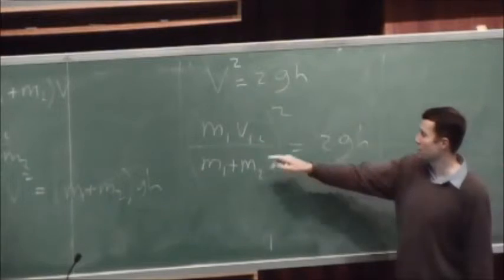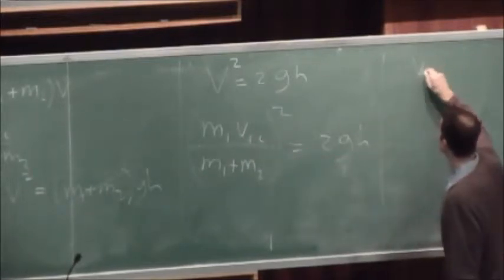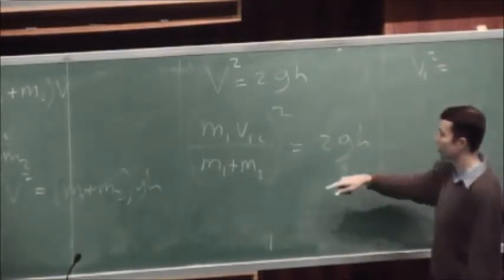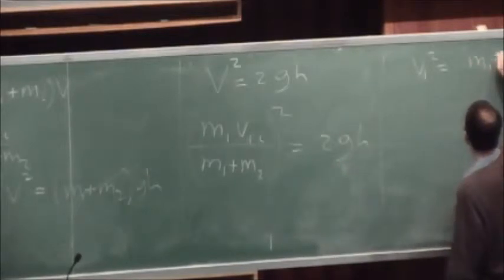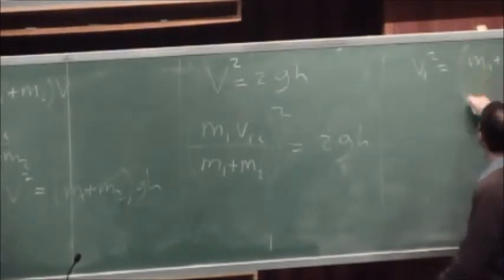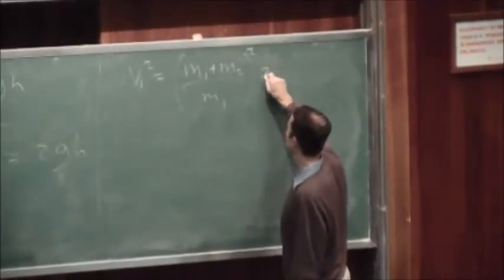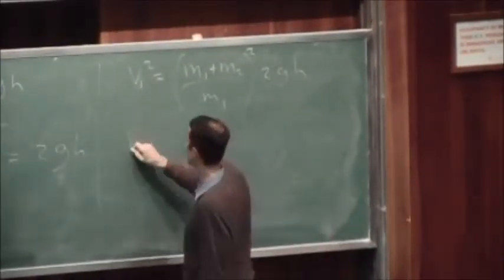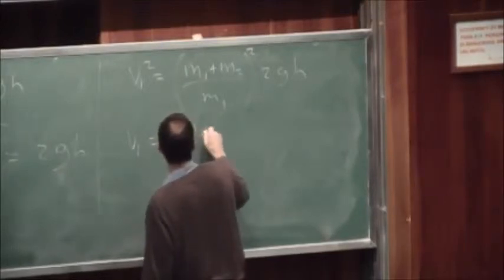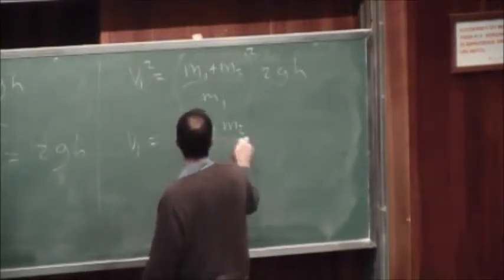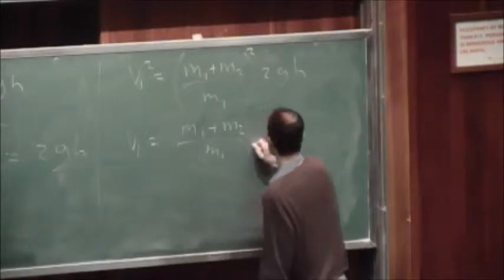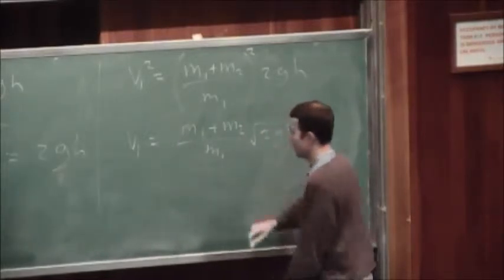Now, just doing a little bit of algebra, I can see that V1 squared is therefore going to be equal to (M1 plus M2) all over M1, squared, times 2GH. And so V1 is just going to be equal to (M1 plus M2) all over M1 times the square root of 2GH.